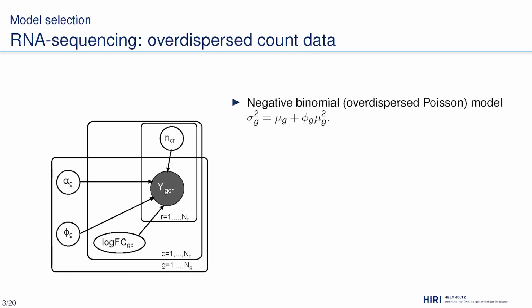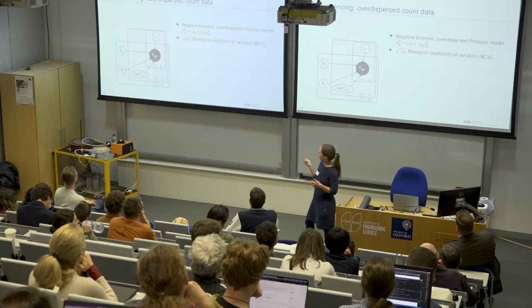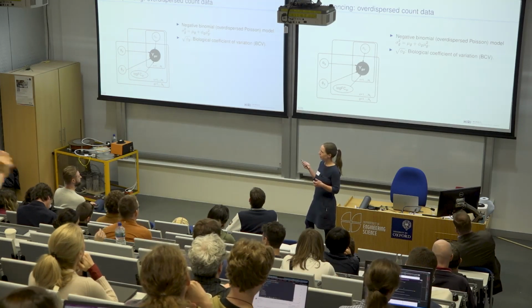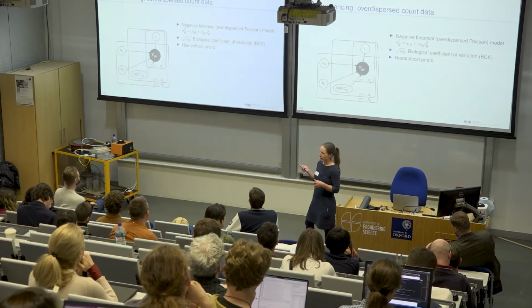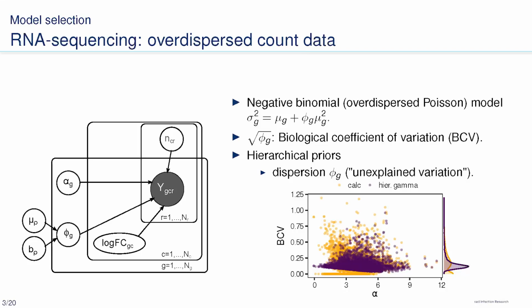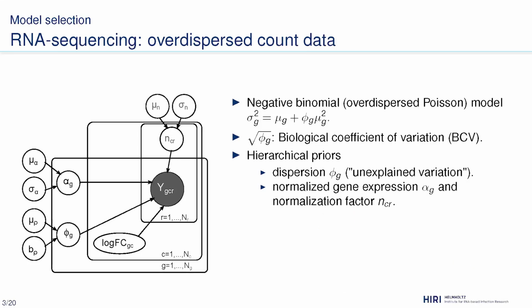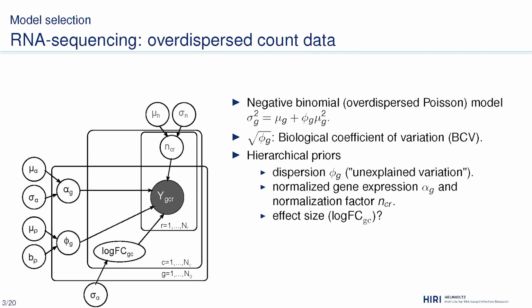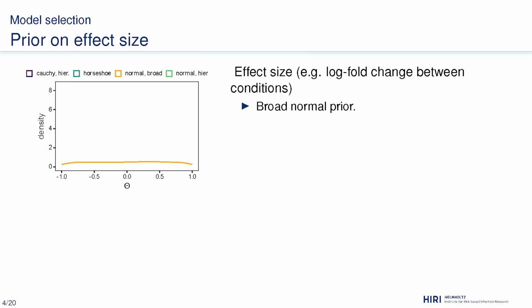The distribution that's suitable for this is a negative binomial distribution, because you have basically over-dispersed count data. So you have the biological coefficient of variation as a parameter, and I impose hierarchical priors on quite a few of the parameters. So on the dispersion parameter, that leads to shrinkage of the dispersion. On the normalized gene expression alpha, and on the normalization factor between the samples, and maybe also on the effect size. We'll see this in what I will talk about now.